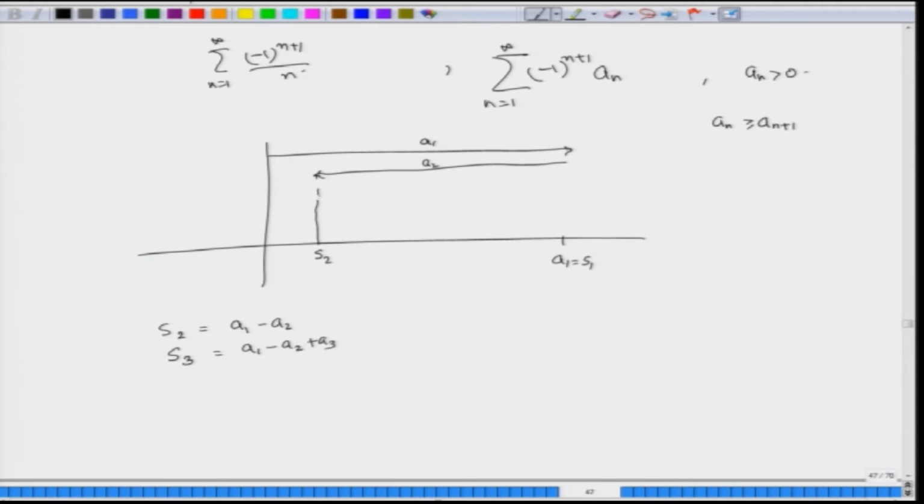So, S3 means we need to add A3, and A3 is less than A2. So, we add up to this S2. So, this is A3, and we get it here as S3. Now, for S4 we need to subtract A4. This is A4, so what we get over here is S4.